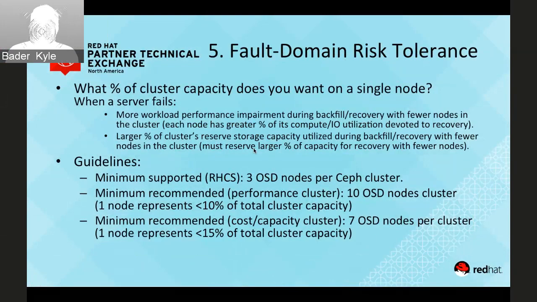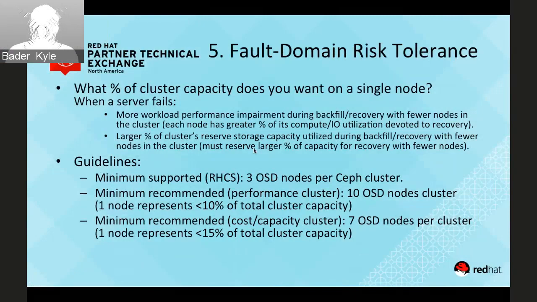In the case of a Ceph storage cluster, the rule of thumb that we provide is that you don't want to lose more than a tenth of the cluster with a single node failure. Because not only are you going to lose 10% of the capacity in the case of a node failure, but you're also going to have the additional workload of having to recover from that failure. So when you start to get into clusters that are smaller than 10 nodes, you can see how this can be very problematic, right?